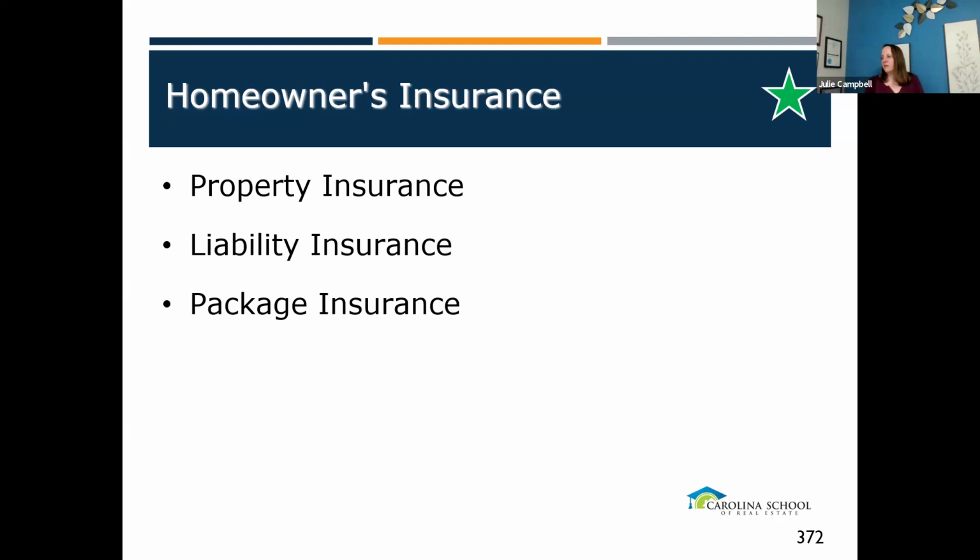There are several different types of homeowners insurance policy, or just insurance policies, I should say. You're welcome to look at pages 373, 374, just to kind of get an idea. We're going to talk about just a few of them.